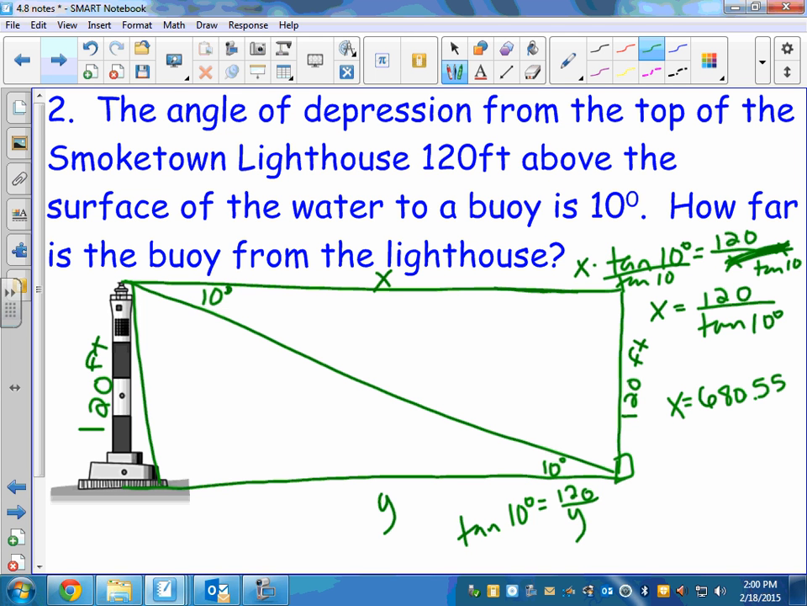I don't think it's right. Are you in degrees or radians? I don't think 0.2 radians is the same as 680 either. Try it again. 120 divided by tangent of 10. Oh, so that buoy is 680.55 feet away. That's not so bad, right?